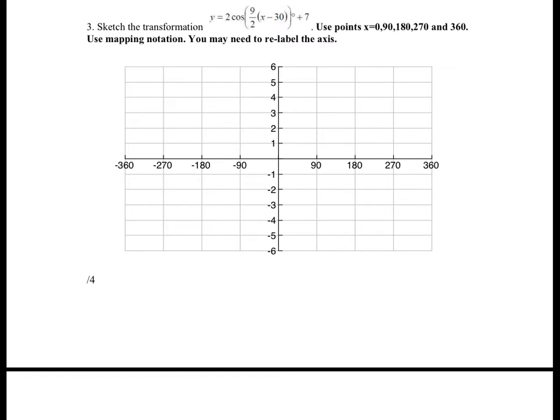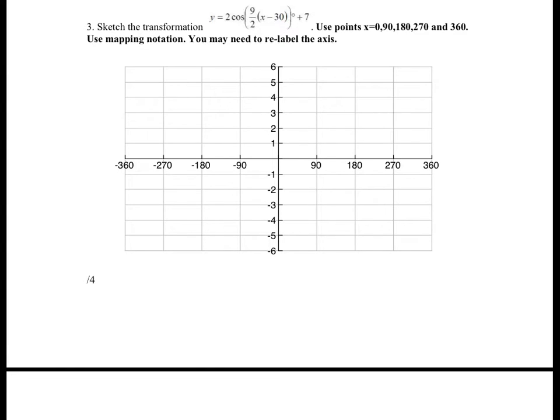The next equation asks us to sketch the transformation 2 cos(9/2 (x - 30)) + 7, and we're supposed to use the special angles 0, 90, 180, 270, and 360. We are supposed to use mapping notation, and also if we have to relabel the graph, we should indicate it on the graph.